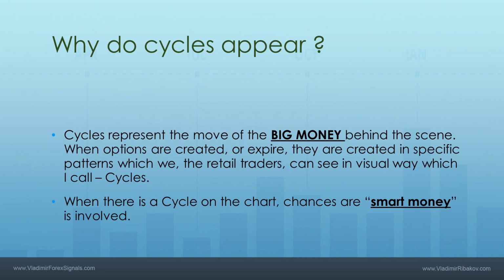So cycles represent the move of the big money behind the scenes. What is the big money?